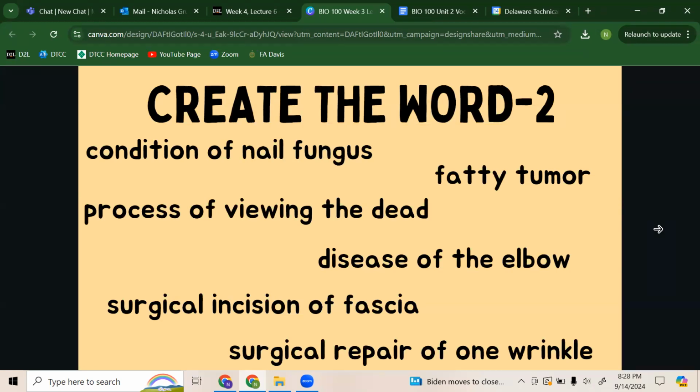This is a bit of a longer one. So surgical repair, that's going to be our suffix of plasty. Remember, we always start with the suffix when we look at our definitions. So surgical repair, we know it's going to end in plasty. Now we need one wrinkle. So to have one, we're going to use our prefix uni, U-N-I, and then our word root for wrinkle is rhytid, R-H-Y-T-I-D, unirhytidoplasty.